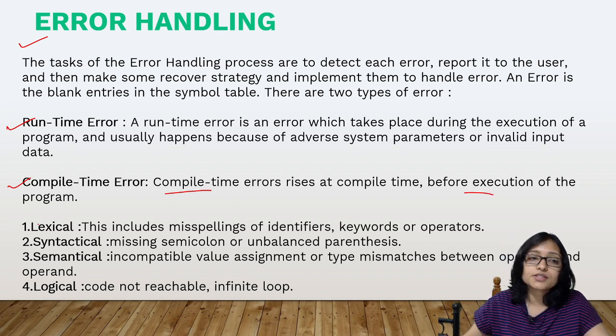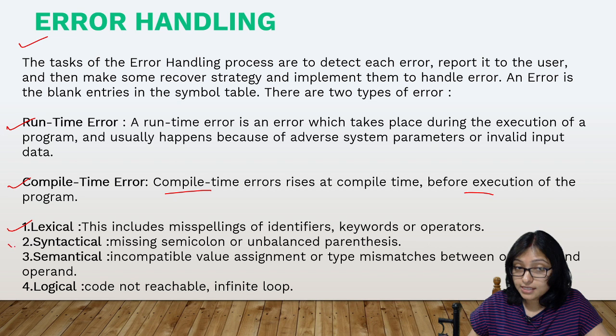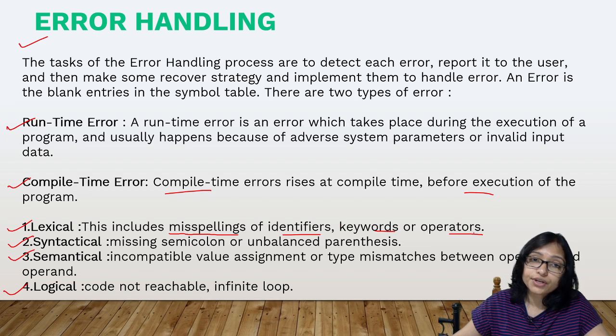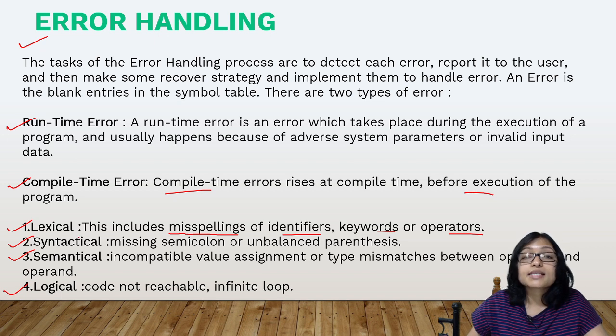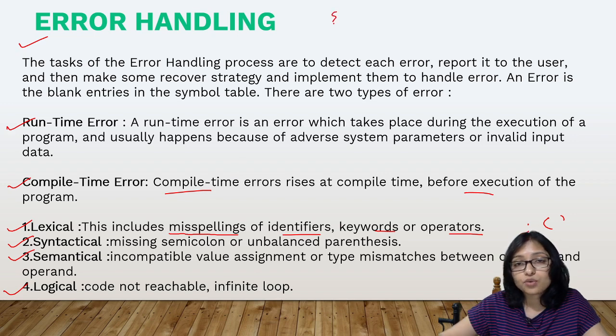Which type of errors are these? So here: lexical, syntactical, semantical and logical. What are the lexical? Lexical means misspelling of identifier, keyword or operator. Spelling mistake is part of lexical. Syntactical means some semicolon missing, or you have started a bracket but the end bracket is not there. Unbalanced parenthesis, like the first bracket is given but the end is not there. Semicolon is missing. These are the syntactical errors.